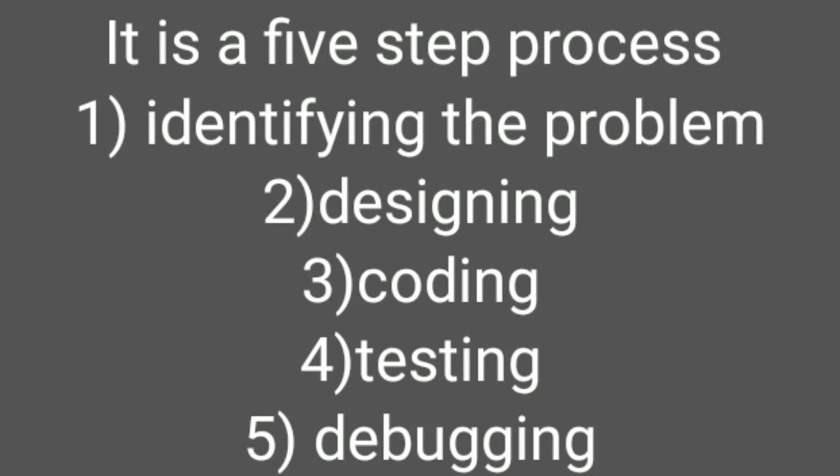Fourth one is testing. That is, we have to check the program code that we have written in order to get a correct result. Last one is debugging. That is, before we run that particular program, we have to find errors, and if any errors are present, we have to correct them. So first step is to identify the problem, second is designing, third is coding, fourth is testing, and fifth is debugging.